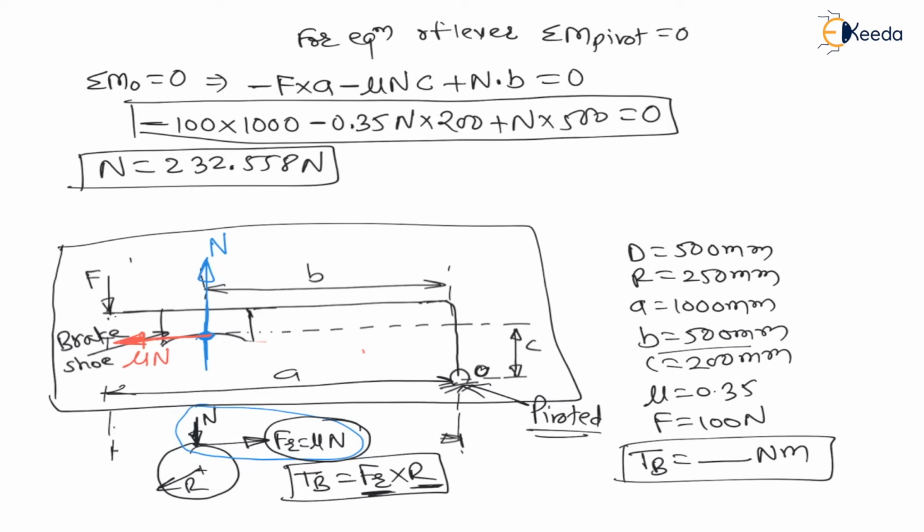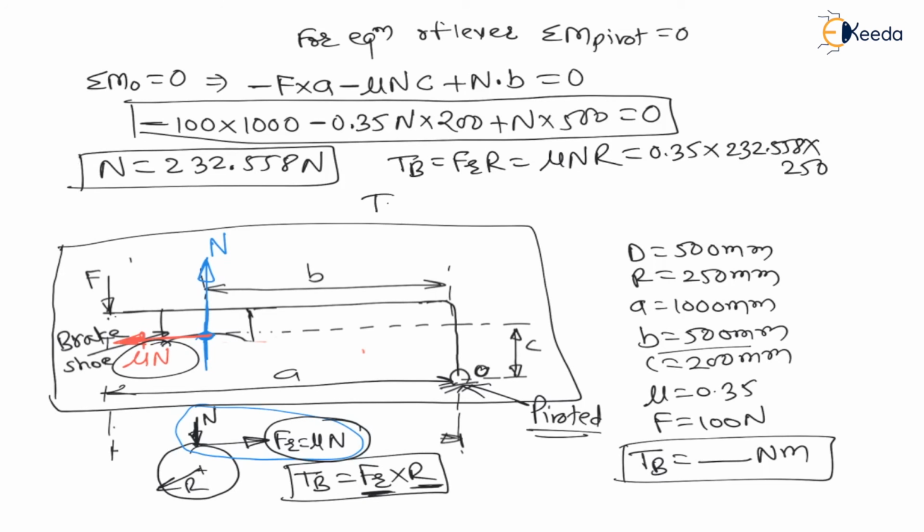Now what is braking torque? Braking torque is nothing but frictional force into radius, which is nothing but mu N. Frictional force is mu times normal reaction into radius. Therefore, put the values: mu is 0.35, normal reaction is 232.558, into radius. We have seen radius is 250. Therefore, braking torque is equal to 20.35 into 10 to the power 3.